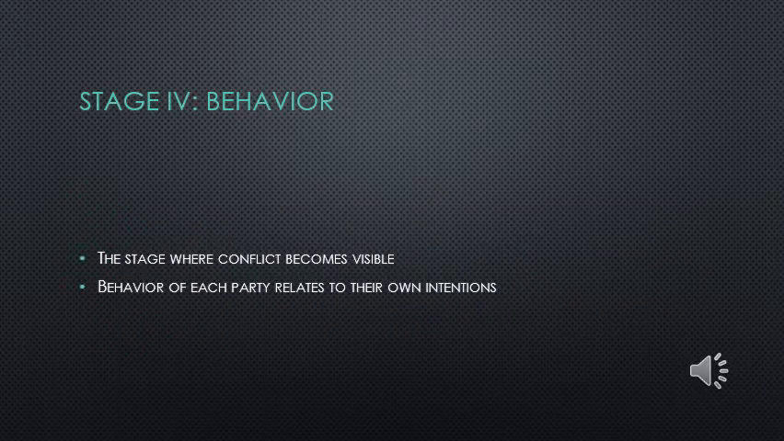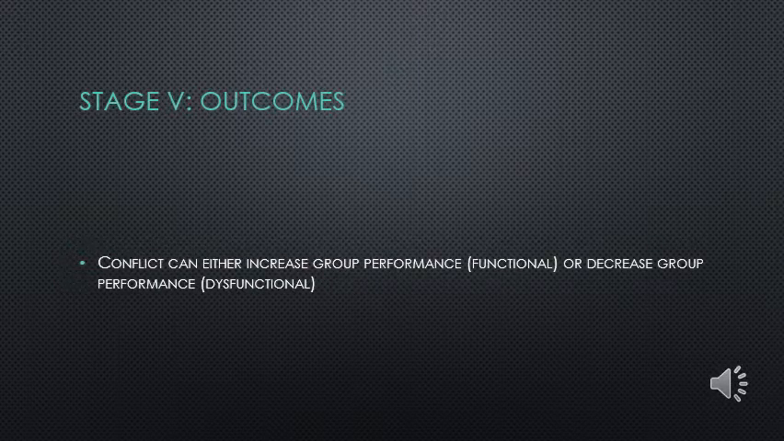Stage 4 is behavior. Stage 4 is where conflicts become visible. This stage includes the actions, statements, and other reactions made by the parties. In Stage 4, each party has behavior relating to their own intentions. Stage 5 is the outcomes of conflict. The outcomes, as explained earlier with the definition of conflict, can either be functional or dysfunctional, or in other words, it can either increase or decrease group performance.